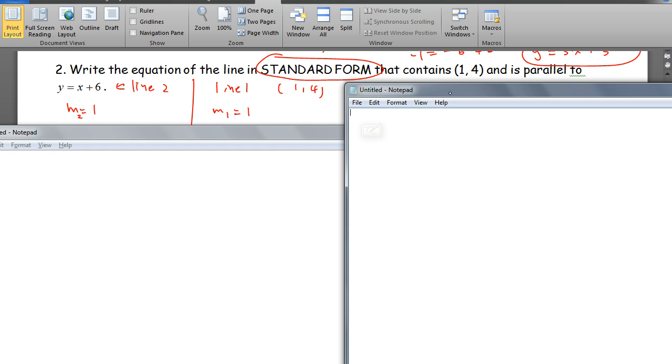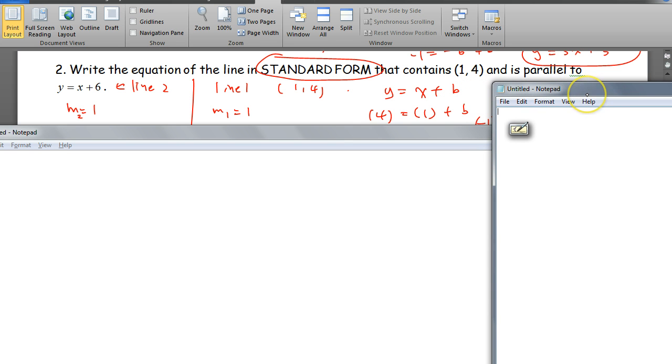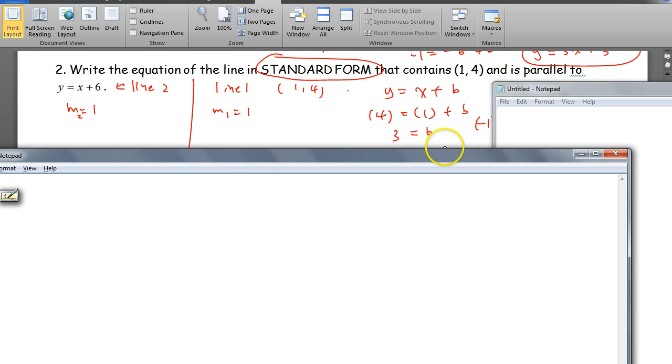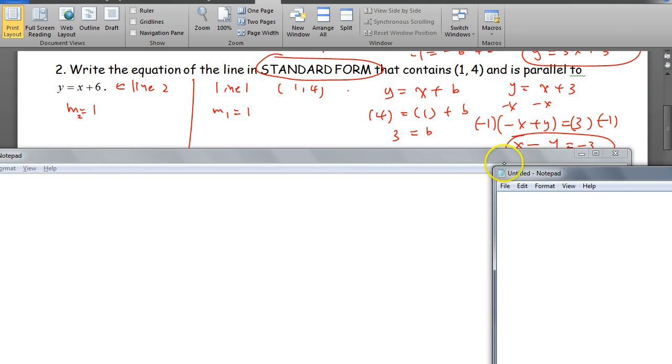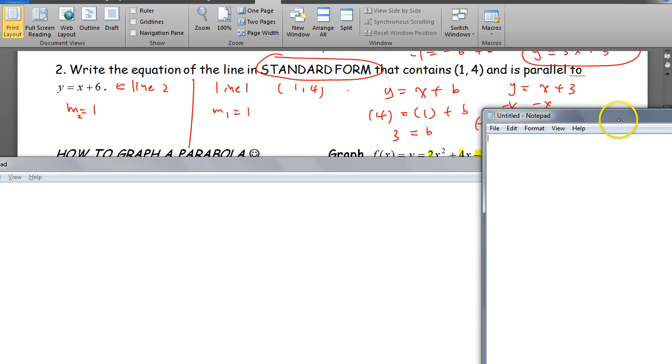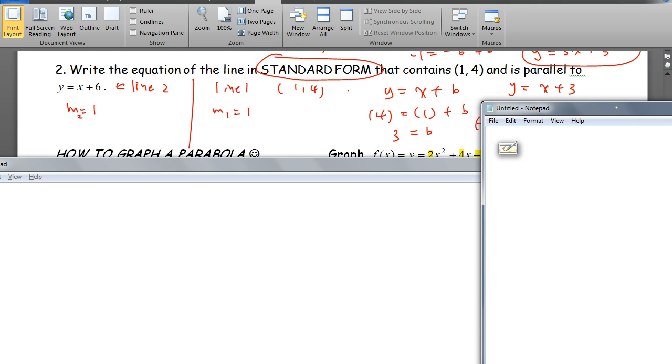We do the same thing again, right? We know it's going to have to look like y equals 1x plus b because they have to have the same slope. Would you agree? So y has to equal 1x plus b. Let's plug in (1, 4), the point that they're telling us it goes through or contains. And then you can find b, can't you? b comes out to 3. Therefore, are we done with that? Can we just write y equals x plus 3? They want it in standard form.